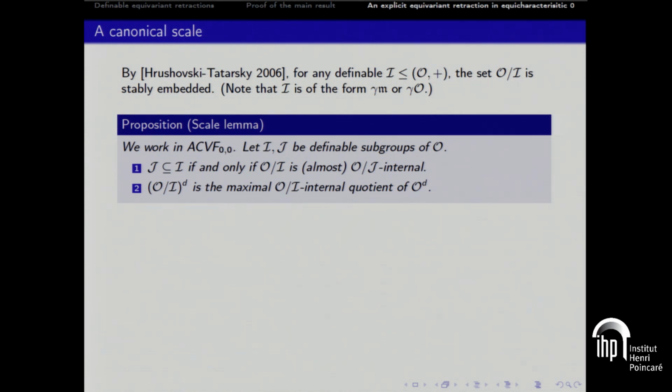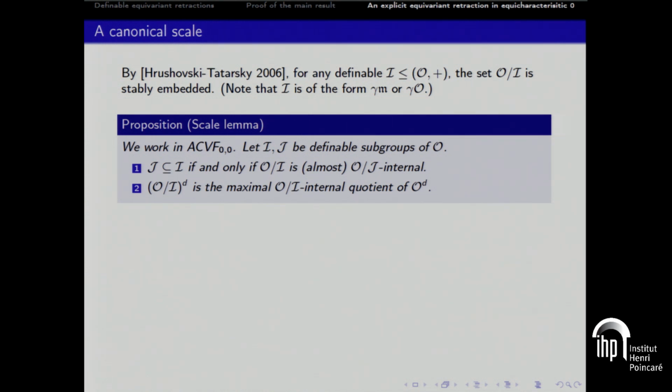It's just a name, but we work now in characteristic 0,0. And there is an intrinsic understanding of a subgroup I of O, because we know that if you have two such, J is contained in I if and only if O mod I is O mod J internal, or almost O mod J internal, where you replace definable by algebraic closure. So somehow it's an intrinsic scale. And it follows that (O mod I)_D is the maximal O mod I internal quotient of A to O to the D.